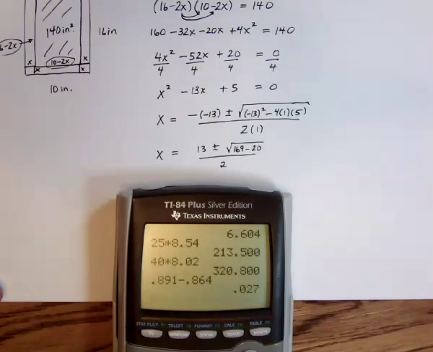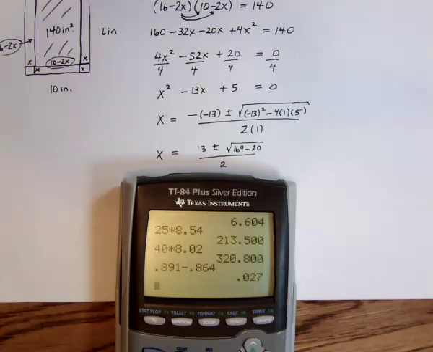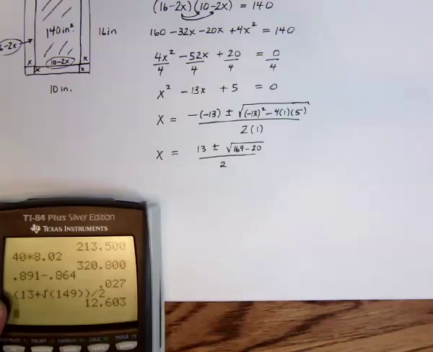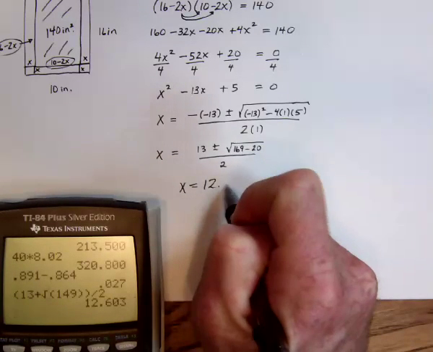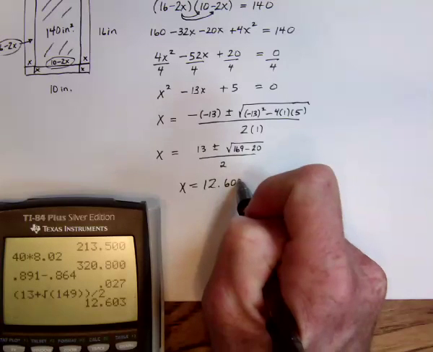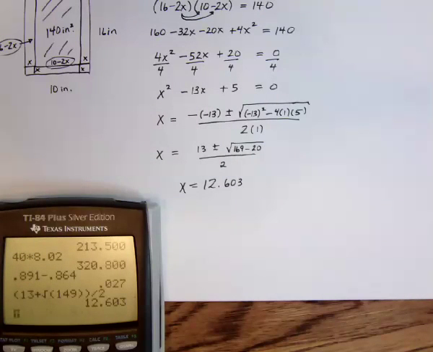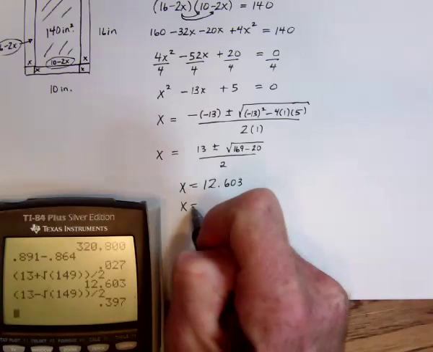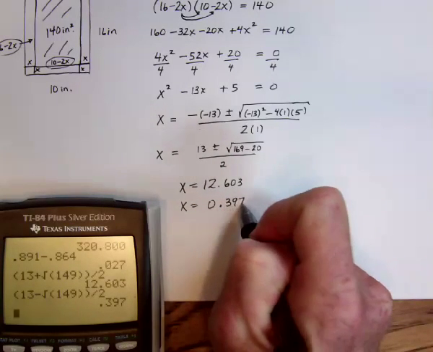So we then have 13 plus the square root of 169 minus 20, which would be 149. And then in the end, divide that by 2. So 12.603, and then do the same thing except with subtraction in there. The other possible answer, x equals 0.397.